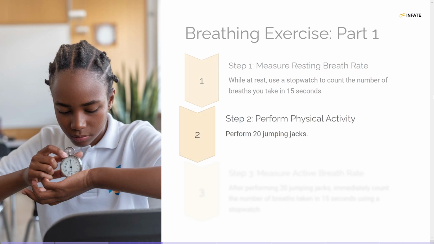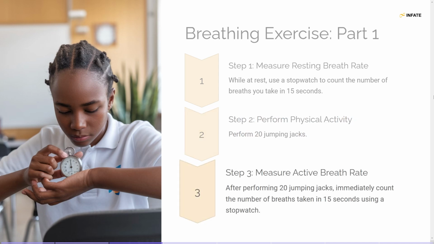Step 2. Perform physical activity. Complete 20 jumping jacks as a brief physical exercise. Step 3. Measure active breath rate. Immediately after the jumping jacks, use a stopwatch to count the number of breaths taken in 15 seconds to observe changes in breathing rate.